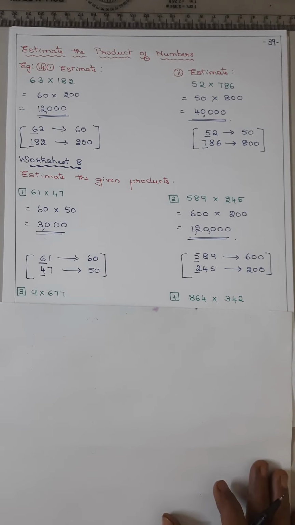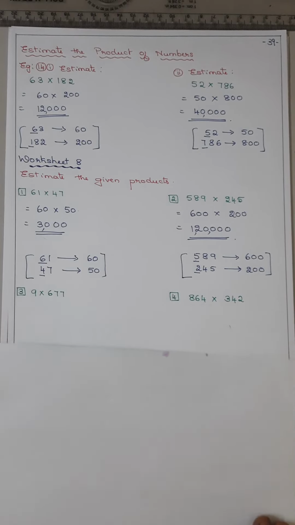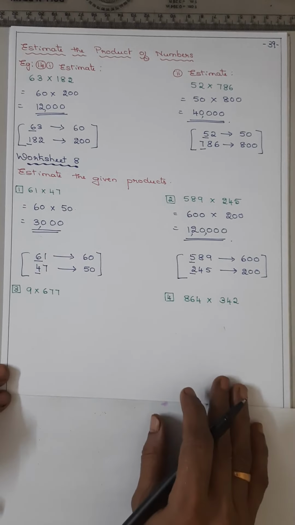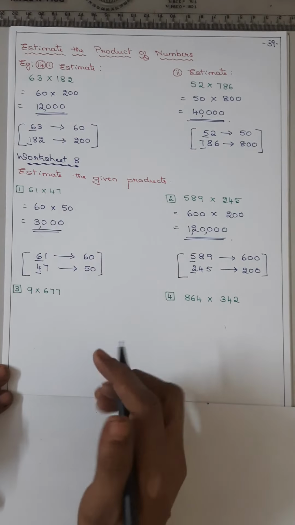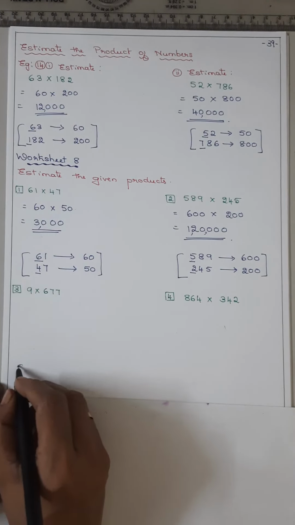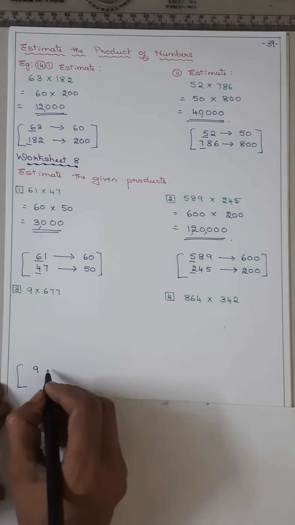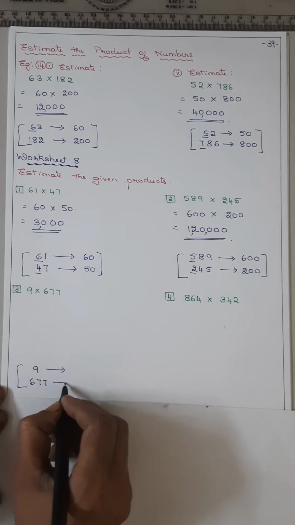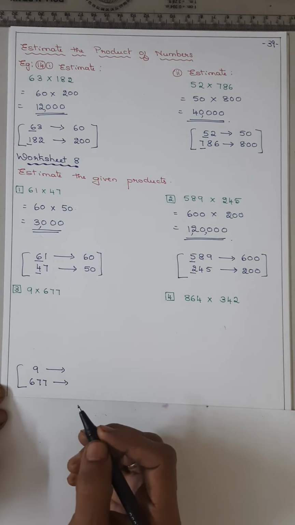Is it okay? Now coming to the third sum. It's a 9 into 677. Okay. Now 9 and 677. So 9.